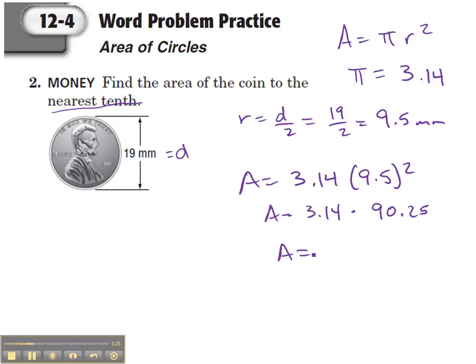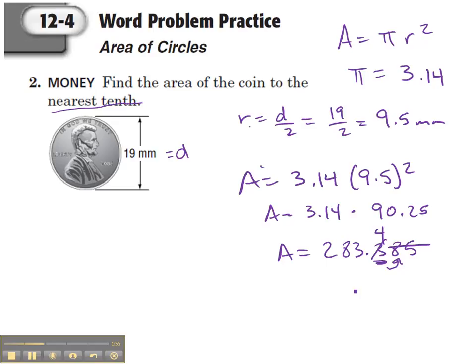And I get 283.385. But they've asked us to round to the nearest tenth, so I want to round to the tenths place. Look at the number to the right of the tenths place. It's 5 or greater, so I change that to a 4, and I get rid of those numbers. 5 or more, raise the score.